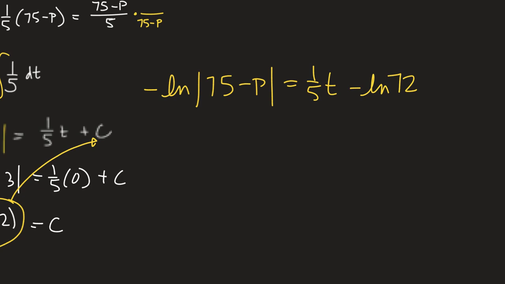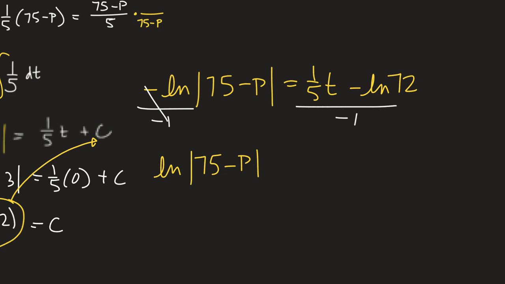Okay, we have a negative in front of our natural log, so we're going to divide everything by -1 to change that sign from negative to positive. Okay, it changes the negative out here. It doesn't change the equation inside. This is still 75 minus P. That's not affected by the -1 division. But this becomes a -1/5 T and a plus natural log of 72.